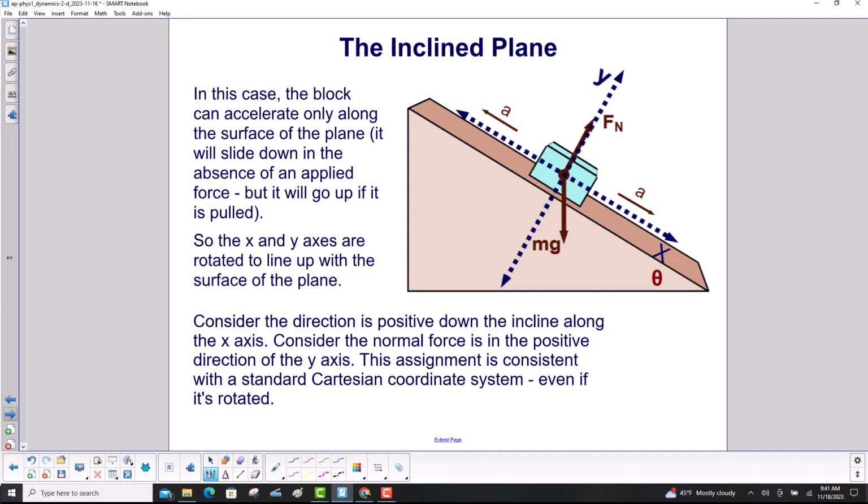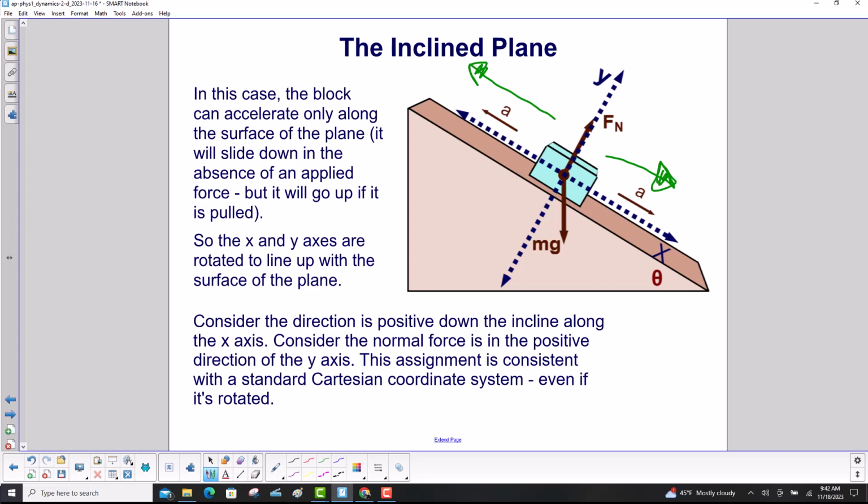In this case, the block can accelerate only along the surface of the plane. It will slide down in the absence of an applied force. Why? Well, that's gravity. But it will go up if it is pulled with an applied force. So the x and y axes are rotated to line up with the surface of the plane.